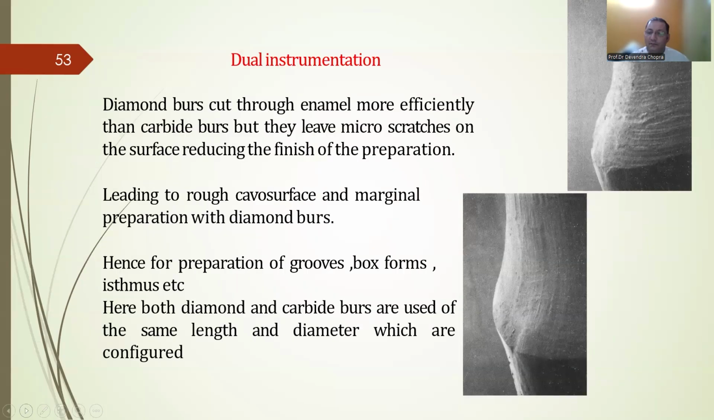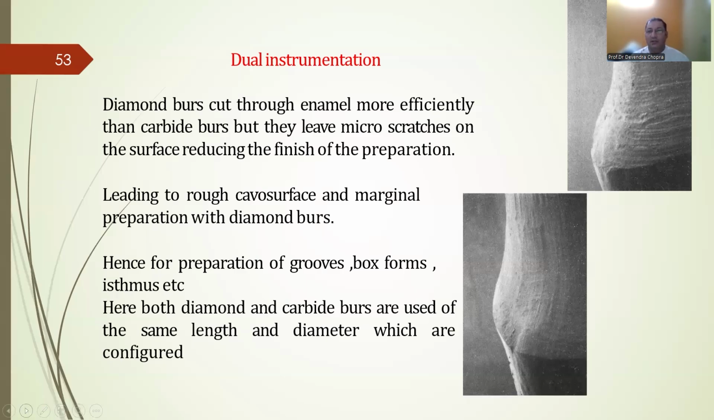Dual instrumentation. This is something really important. Diamond burrs cut through enamel more efficiently than carbide burrs, but they leave micro scratches on the surface, reducing the finish of the preparation. You can check out the diagrams. No doubt, right now, treated, coated diamond burrs with a high amount of rake angle give you better cutting efficiency in comparison to tungsten carbide. But previously, when they were not treated, tungsten carbide burrs had better cutting efficiency, as I have already told you. You can check in the black and white diagram.